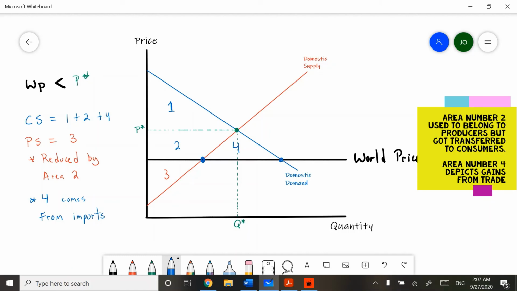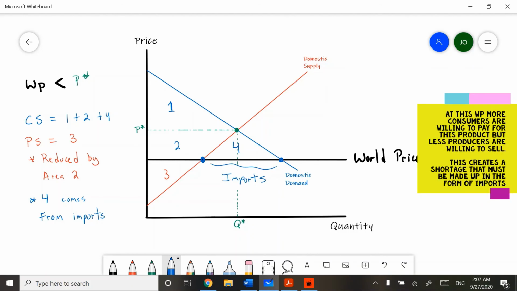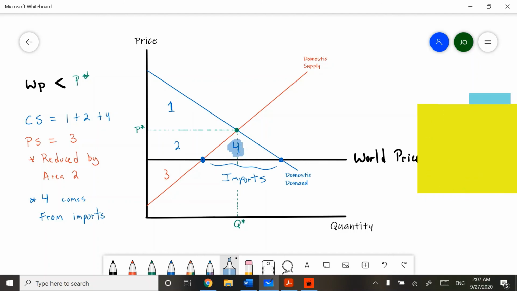Take a look at the graph. Because of the new world price, we now have a shortage domestically. How will we make up for this shortage? Well, the answer is with imports. Whatever shortage we have now domestically, we will satisfy by bringing in products from other parts of the world. And this will give us our new area number 4.